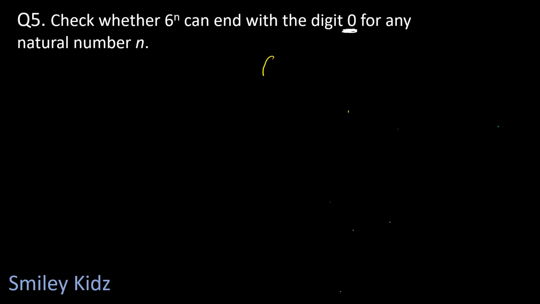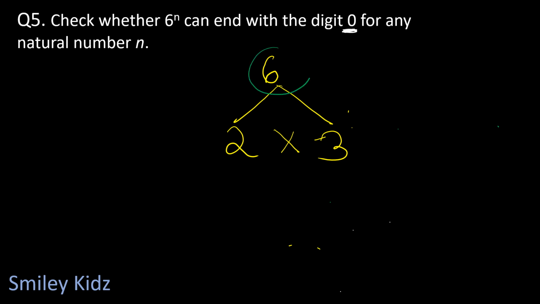We know that the prime factors of 6 are what? 2 and 3. But according to what we know, for any natural number n, 6 to the power n can never end with 0. That's because we know the fact that for any natural number to end with 0, we must have 2 and 5 as its prime factors.